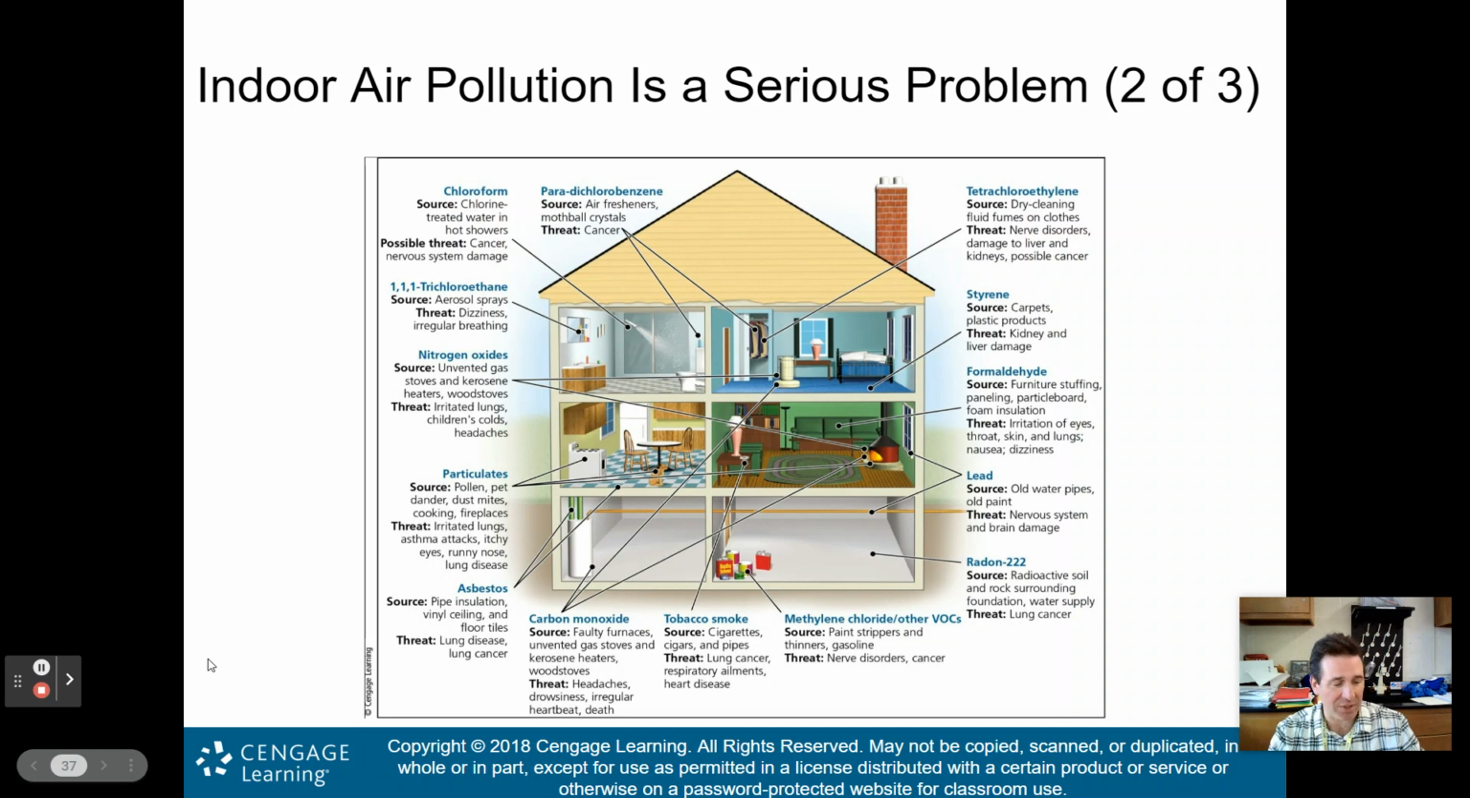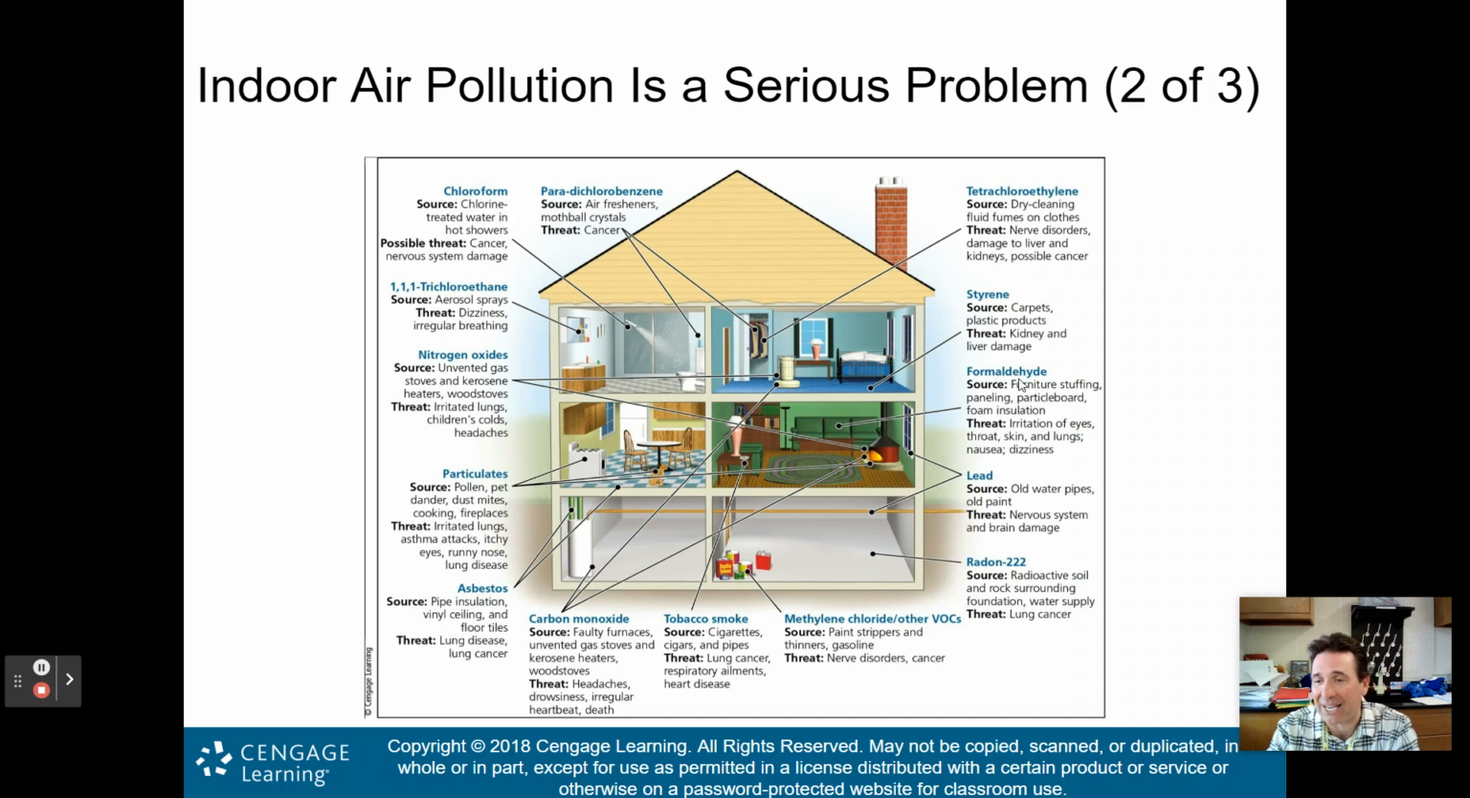So what we're looking at here is numerous indoor air pollutants found in most homes. Again, I don't think you need to memorize everything on this list, but I would have a few of them in mind if you need to use it on a FRQ. For instance, chloroform, right? Chlorine-treated water in hot showers produces chloroform. Asbestos, right? Pipe insulation, vinyl ceiling, and floor tiles can have asbestos, which could lead to lung disease and lung cancer. That radon-222, radioactive soil and rock surrounding the foundation, actually comes up through your foundation. That's an issue as well.